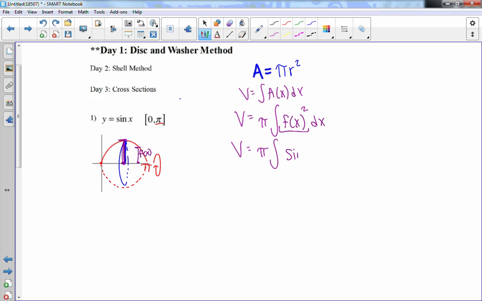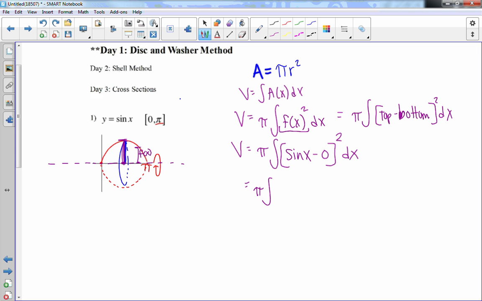So it's sine x, it's really top minus bottom. And this, in a few problems, it's going to change. So get used to top minus bottom. The bottom is the x-axis, right? So minus 0, which for right now is a little redundant, square all that. But in a minute, it's going to be important that we know we're actually doing top minus bottom. So I'm going to put that over here so you remember. Top minus bottom squared. Okay? So what are our limits now? Zero to pi of dx.